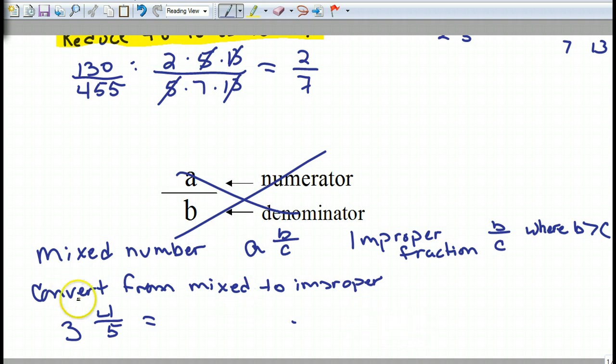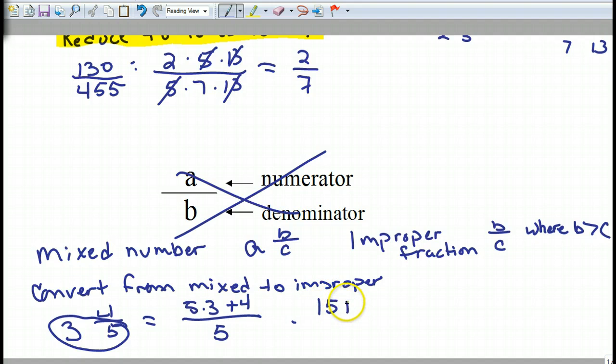So if I wanted to convert a mixed fraction to an improper, this is what I'm going to do. I'm going to take 5 times 3 plus 4 over 5. So basically I'm taking these two and multiplying them and then adding the 4 to it. So that would be 15 plus 4 over 5, which equals 19 over 5.